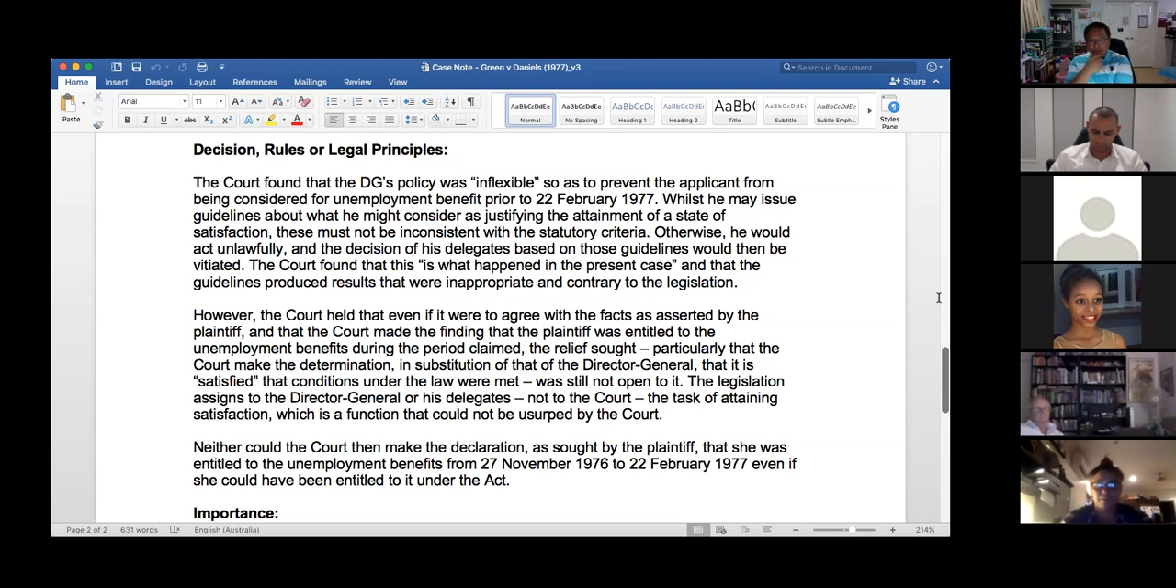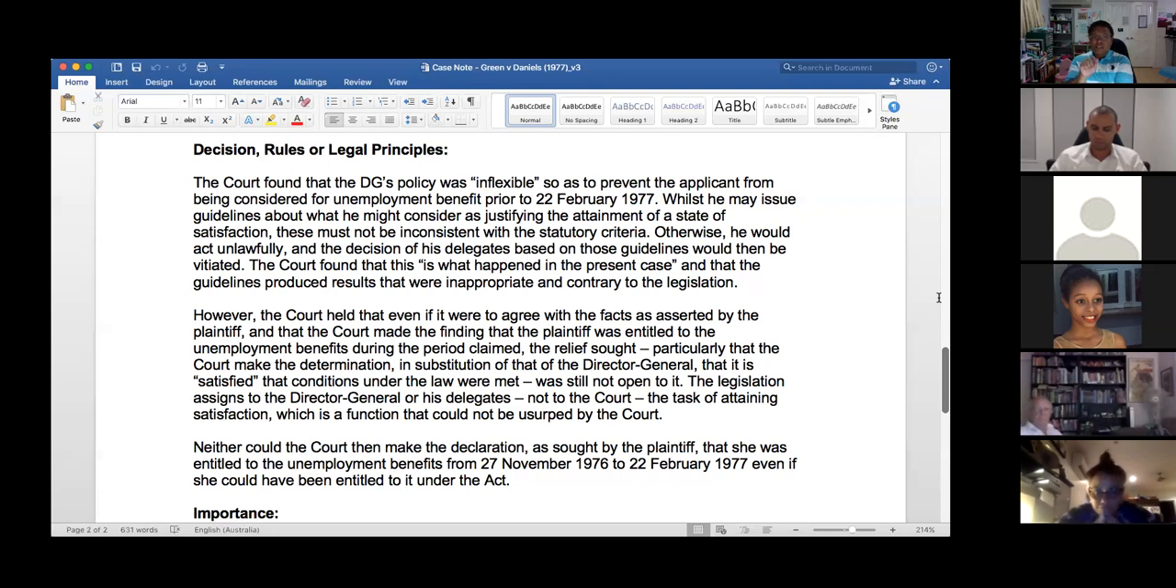And from the rules, what we have here is that the court held that even if it were to agree with the facts as asserted by the plaintiff, and that the court made the finding that the plaintiff was entitled to the unemployment benefits during the period claimed, the relief sought was still not open to it. The relief sought, particularly that the court make the determination in substitution of the Director General that it is satisfied that the conditions of the law were met, was still not open to it.